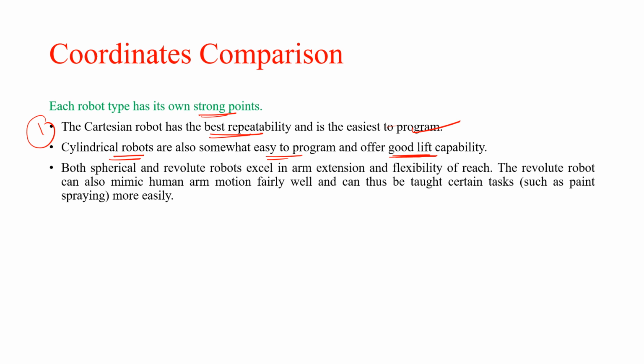Because the Cartesian will move this way and this way, it cannot lift. But since this cylindrical robot has one more flexibility, it moves in this direction, picks and places. Both the spherical and revolute robots excel in arm extension and flexibility. So whenever you compare, these two have more flexibility. Then the revolute robot mimics our human arm motion fairly well, and thus it can be taught certain tasks like paint spraying.